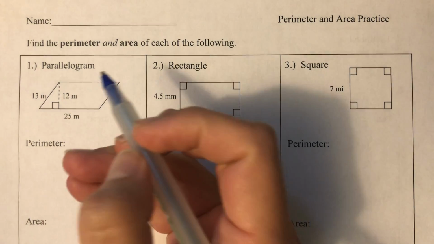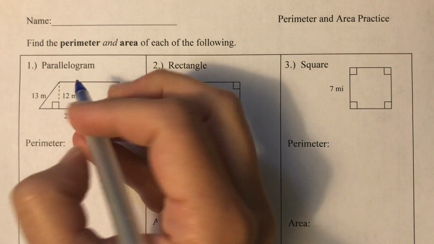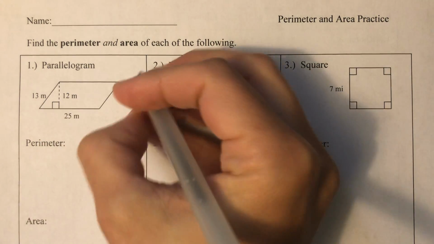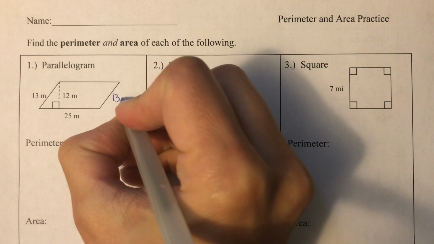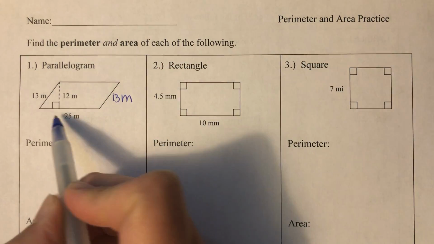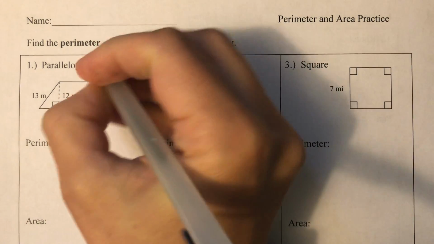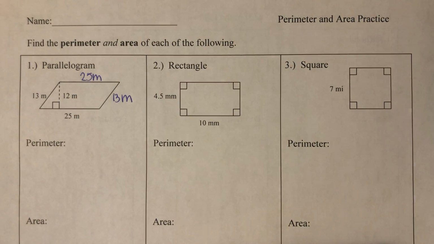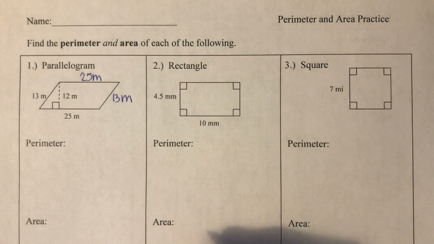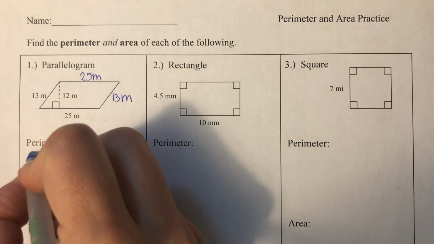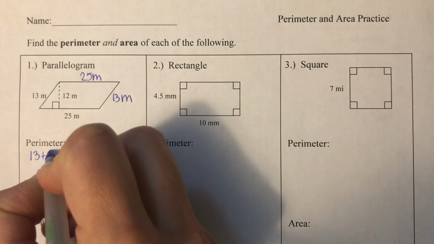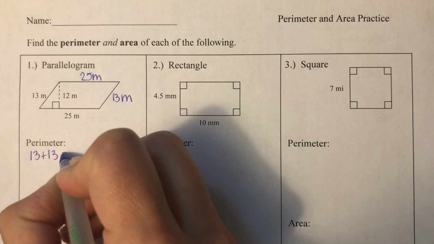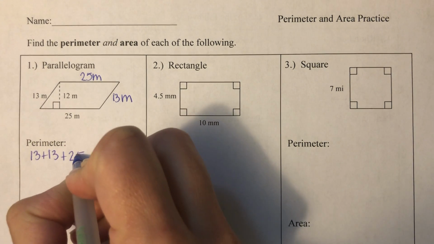So, things to know about the parallelogram. Remember, opposite sides are the same. So if that's 13 meters, so is the other side. If the bottom is 25 meters, so is the top. Now I can just add all of these together. So I have two 13s, and I have two 25s.